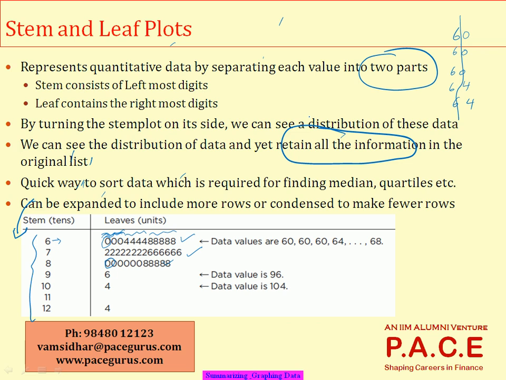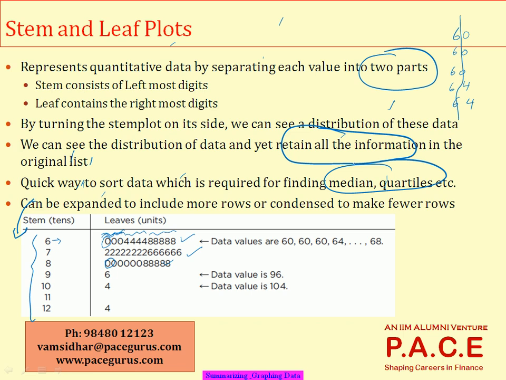And at the same time, this is a quick way to sort the data. And as we move along, we'll see the data in a sorted order is very much required to find out some of the things like medians and quartiles. So this stem and leaf plot is a very quick way to sort the data also.